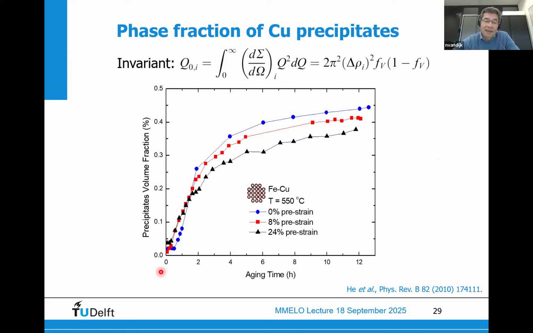So you can see that over time you continuously get more and more precipitation, and that you get to about 0.5% of copper precipitates in iron matrix. You can also see that initially it goes faster if you have deformed, because there are more nucleation sites, but you end up at lower values because you also start to decorate the dislocations, so there's less copper available to precipitate in spherical particles.